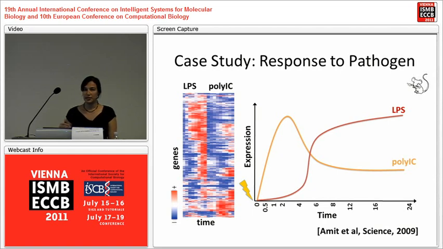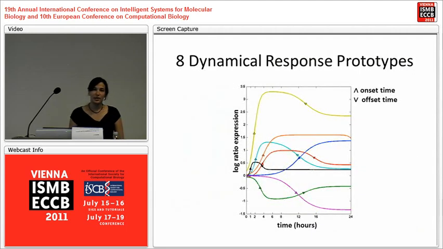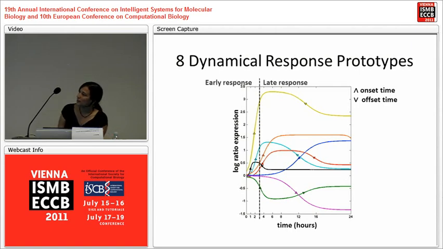So now in our data set each gene is represented in both the LPS expression pattern and the poly-IC, which will be important for later. We applied our algorithm and got 8 dynamical response prototypes, and maybe you can see that the onset and offset times are marked on the prototypes. We can roughly set the threshold of the onset time at 3 hours and get early response prototypes and late response prototypes.